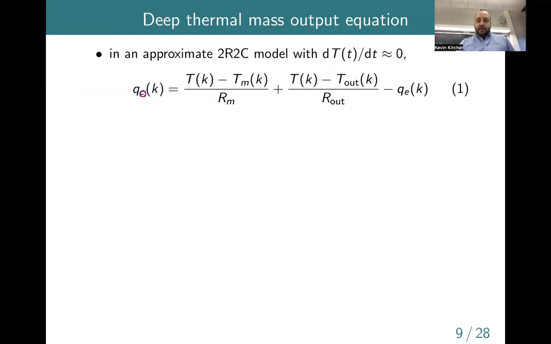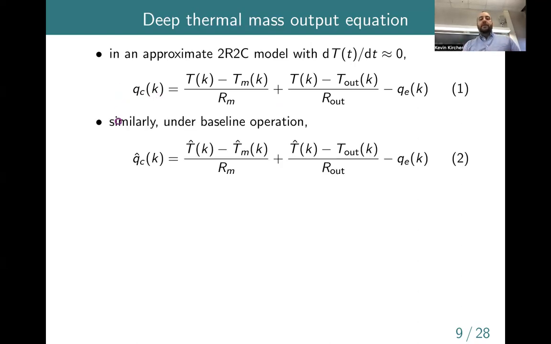So you can imagine if you rearrange this equation that it would look like that 2R, 2C differential equation, where you'd have C times T dot, a rate of change of temperature on one side, and then you'd have these delta T over R and Q terms on the other side. Okay, so this is true for the measured, actual temperature and the actual power, but it would also be true under a baseline operation scenario. We still would have the dynamics and the output equations satisfied by those things. So here the hats, they satisfy these same equations basically.